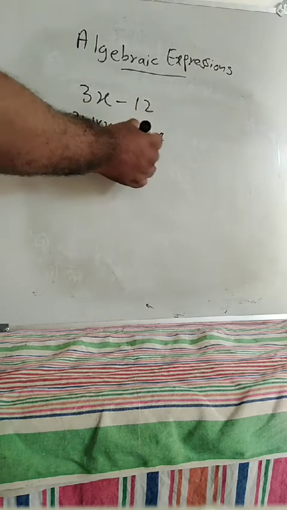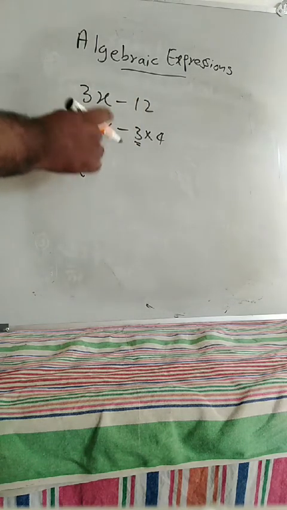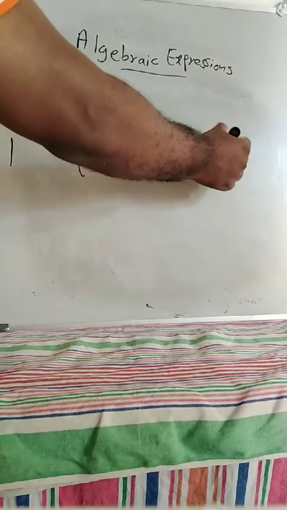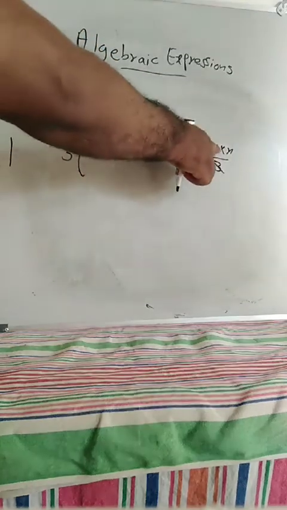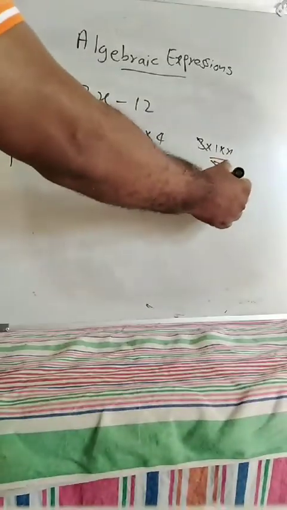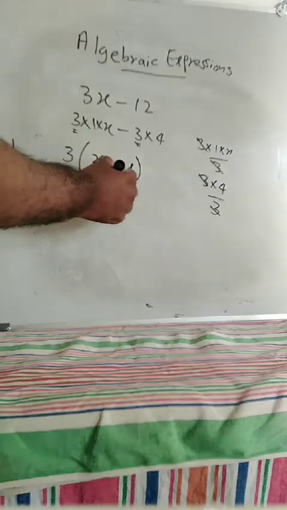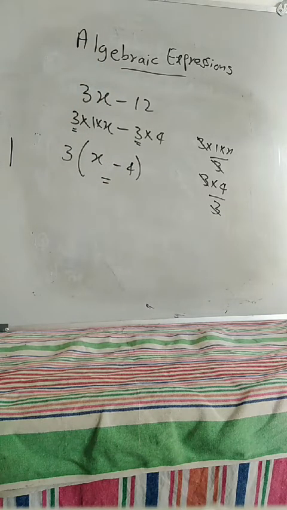Now 3 is common. When 3 is common, I write 3 and a bracket. Then divide by 3. Then 3 into 1 into x divided by 3, the 3s cancel, and 1x remains. No need to write 1x. Then minus 3 into 4 divided by 3, the 3s cancel, and 4 remains. Understand? This is the final answer, 3 times x minus 4.